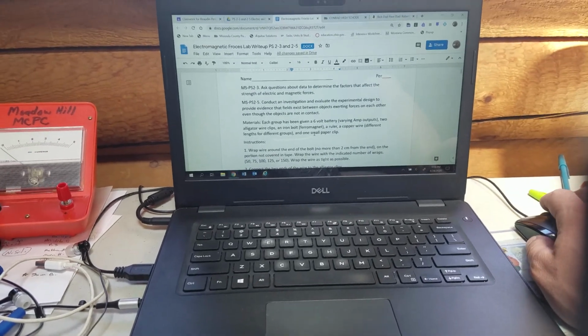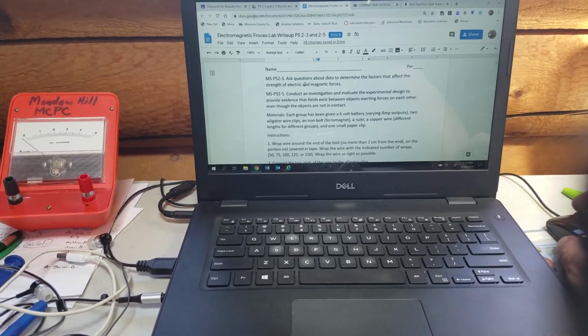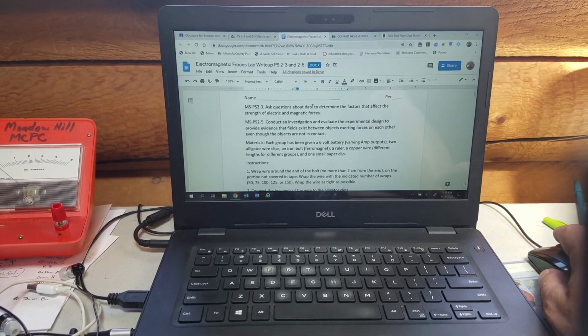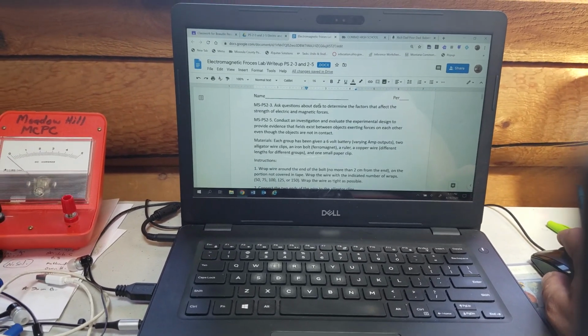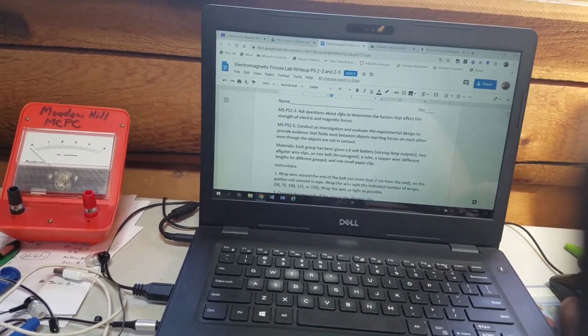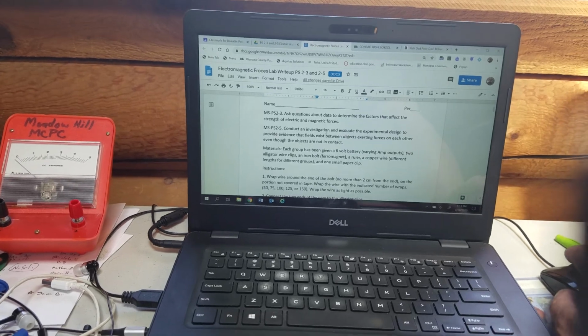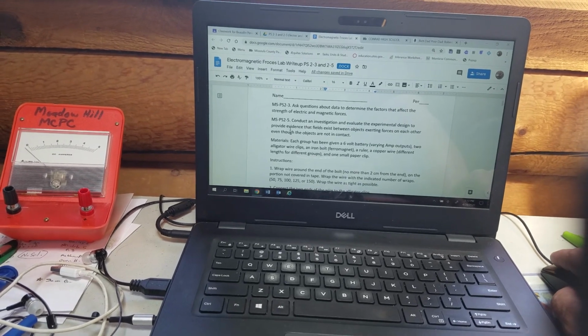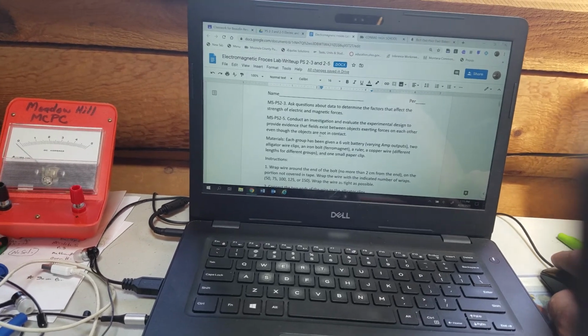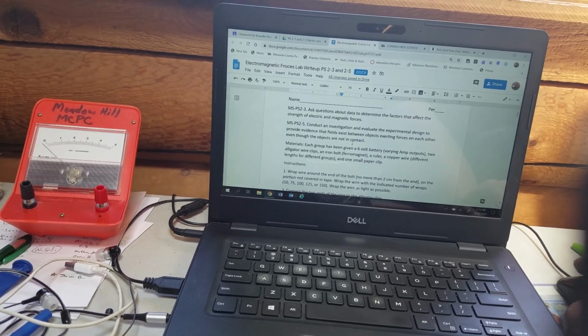All right, so the first thing we'll notice is that the first goal is to ask questions about data to determine the factors that affect the strength of electric and magnetic forces. And we've already read about those factors, but we're going to test them out today. The second goal is to conduct an investigation and evaluate the experimental design to provide evidence, right, and data that fields exist between objects exerting forces on each other, even though they are not in contact.